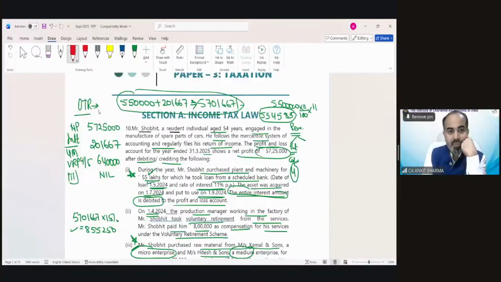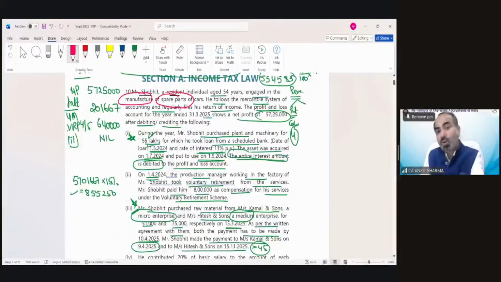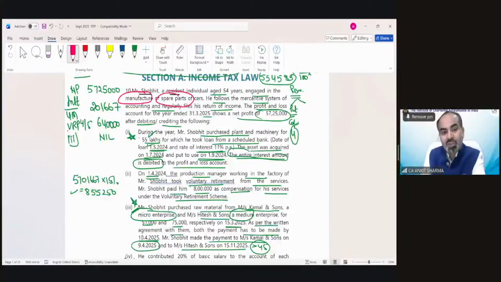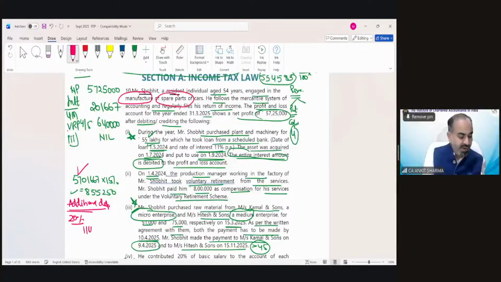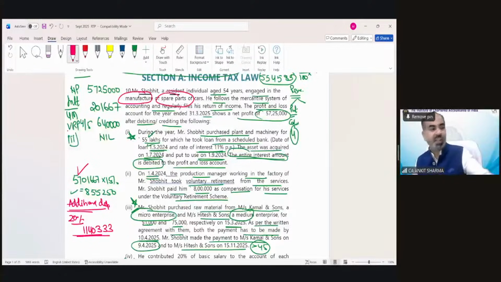And one more important thing: because he was engaged in the manufacturing of spare parts of cars, and we have purchased new plant and machinery, additional depreciation would come into the role. We have to calculate it automatically if the relevant information has been given. So additional depreciation would be 20% of this value, and that would be 11,40,333. That would be the value of additional depreciation.